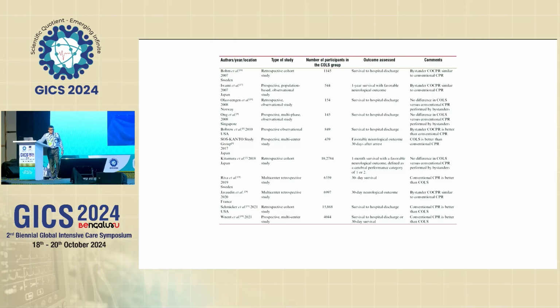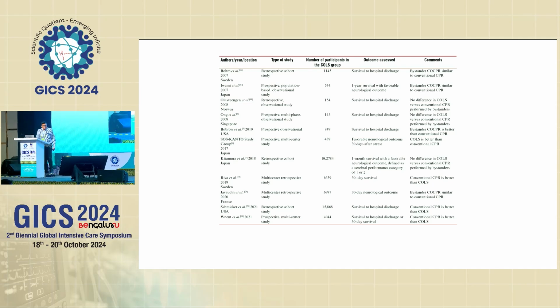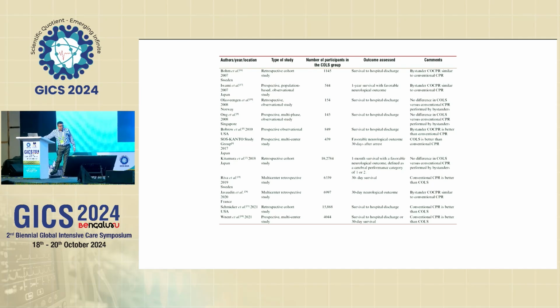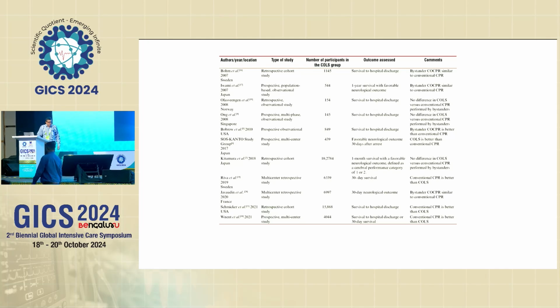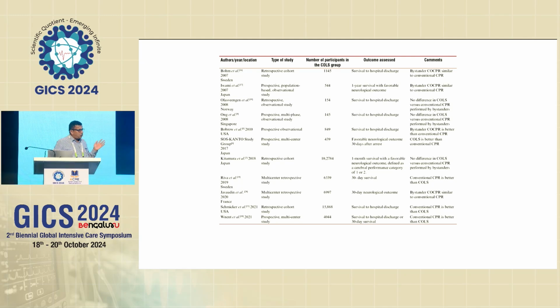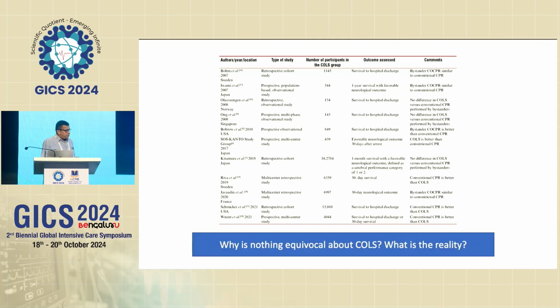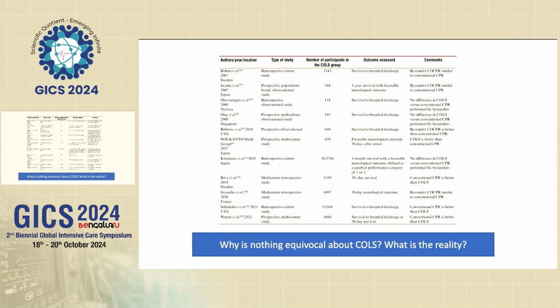Okay. So you can see that there has been a large number of studies, all good ones, which you can see on your screen. Of course, almost all of them are observational. Some of them are prospective, but the majority are retrospective. They have seen bystander CO-CPR similar to conventional CPR, and almost always found no difference in outcomes versus conventional CPR. But still, when we come to real-life practice, why is nothing equivocal about COCPR?